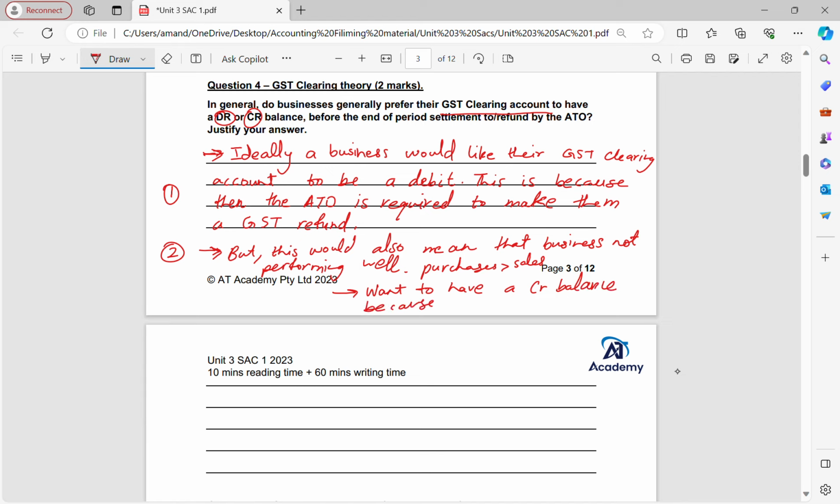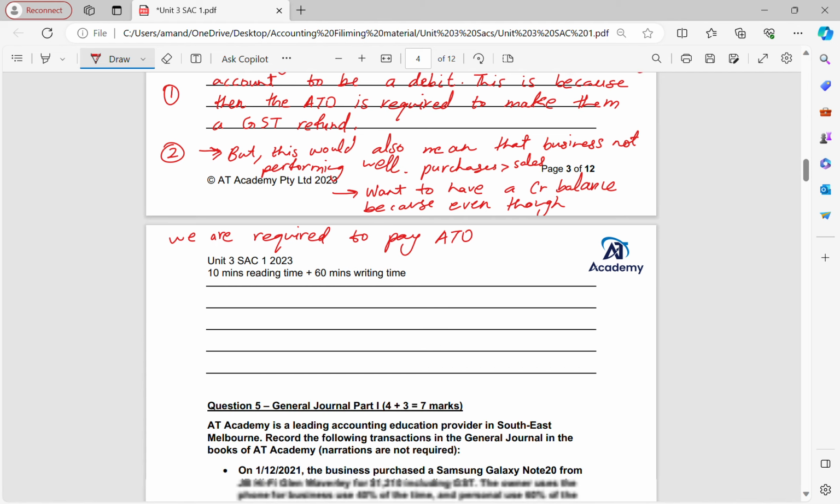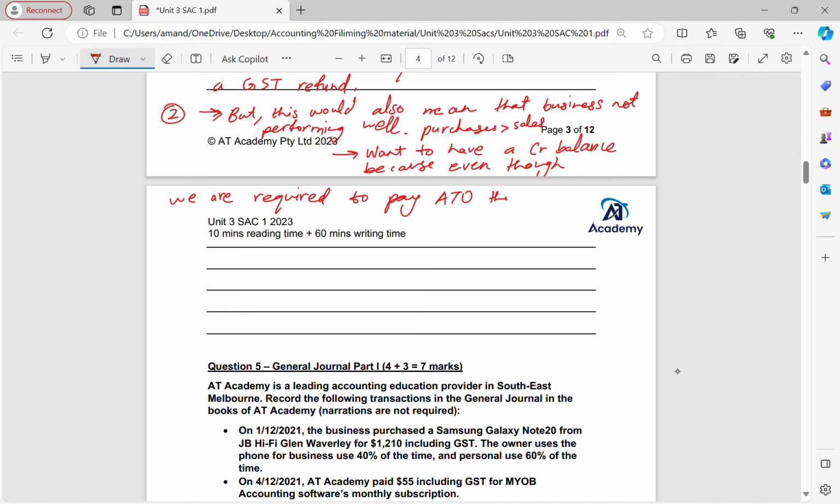because even though we are required to pay ATO, this still means business performing well as sales greater than purchases. I don't know if I explained that well enough, but that's like the idea behind it.